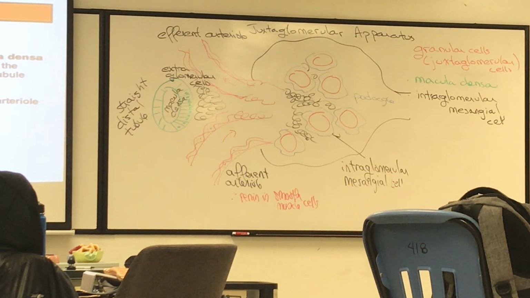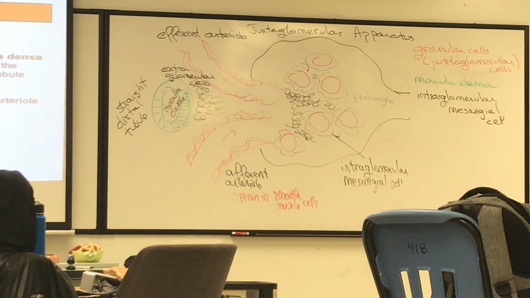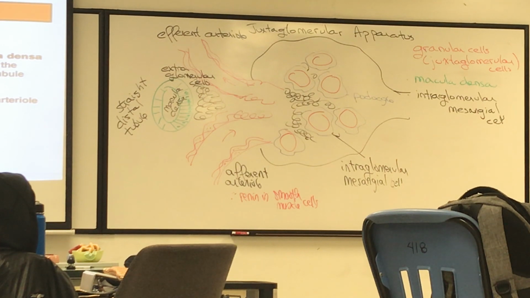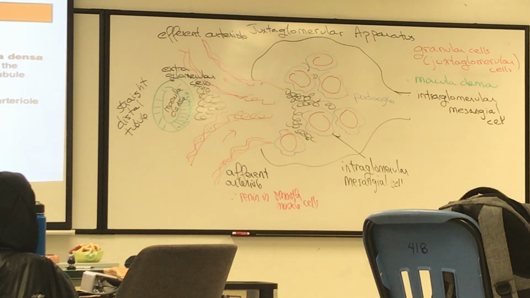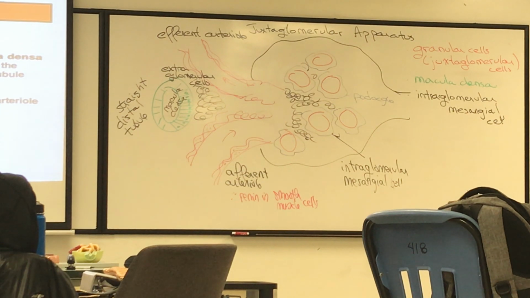So afferent arteriole, efferent arteriole, macula densa, intraglomerular mesangial cells, extraglomerular mesangial cells. We're going to focus on the macula densa, the granular cells, and the intraglomerular mesangial cells. So the purpose of this is to affect that filtration pressure we talked about, whether or not we increase filtration force or decrease filtration force.